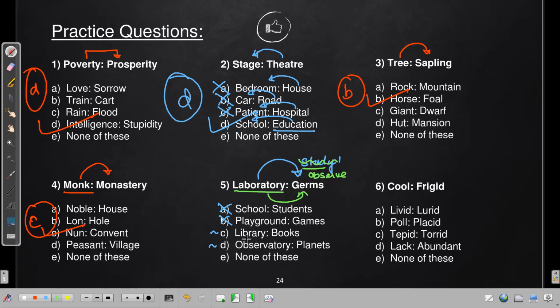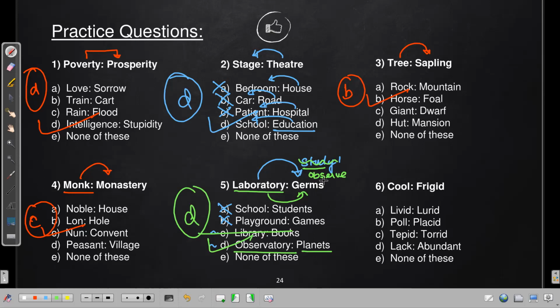Okay, so library is not the designated place to study or observe books, therefore I cancel. So observatory is the designated professional place, where you can observe planets. See, books, library, you will find books, you can read them, but this is not a designated place to observe or read books. Laboratory is a designated place, you can't do it at home. I mean, you are not supposed to. So D.